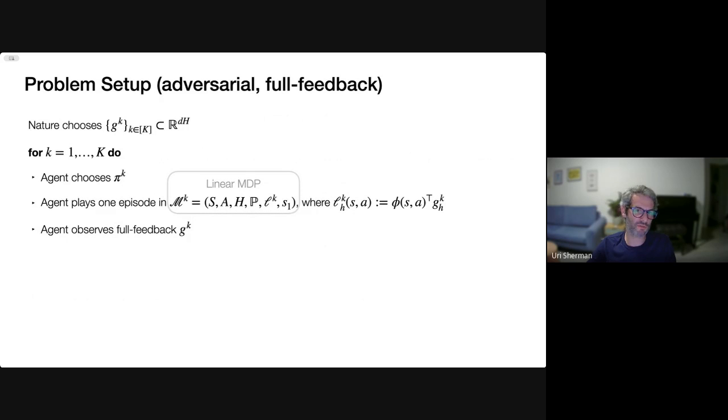To summarize the problem setup, the interaction protocol is such that the adversary, or nature, chooses a sequence of K low dimensional cost vectors. Then we have capital K episodes of interaction where in each episode K, the agent chooses a policy and plays it in the linear MDP induced by the low dimensional cost vector chosen by nature. Then we observe full feedback, that is, we observe the low dimensional cost vector, and proceed to the next episode.